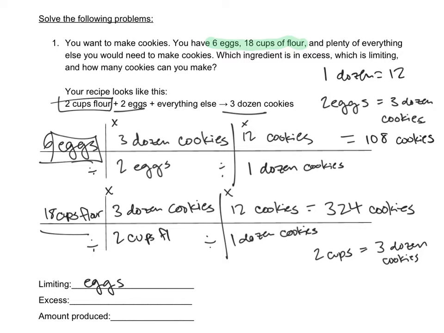And the one that is in excess is going to be the one that you have left over. So that one is flour. And the amount that gets produced is the smaller number, because after you make 108 cookies, you're done. You can't make any more cookies. So your amount produced in the end is 108. That is cookies.